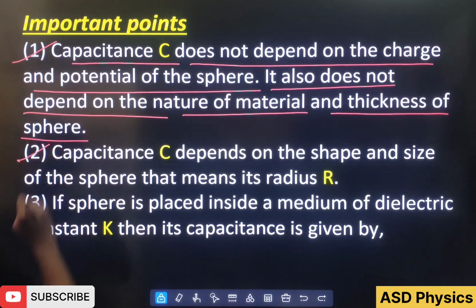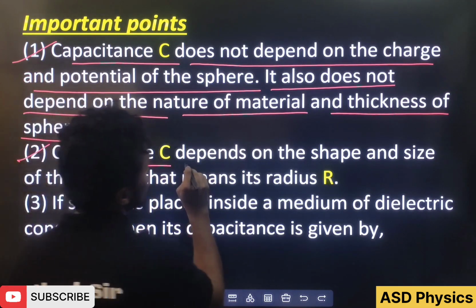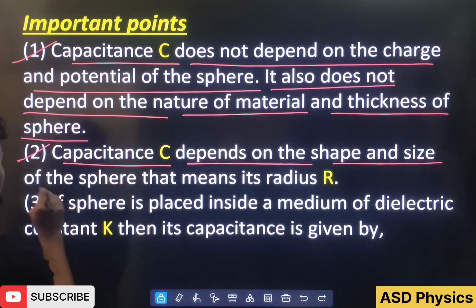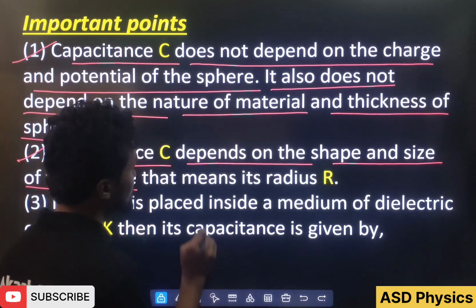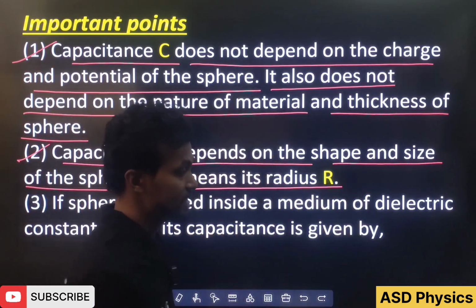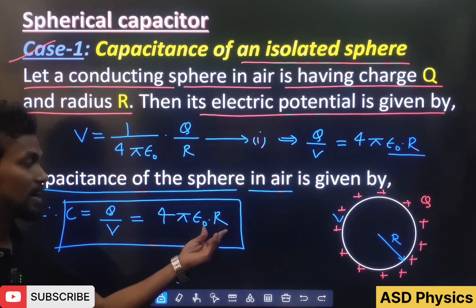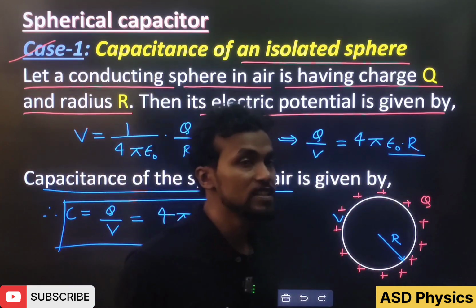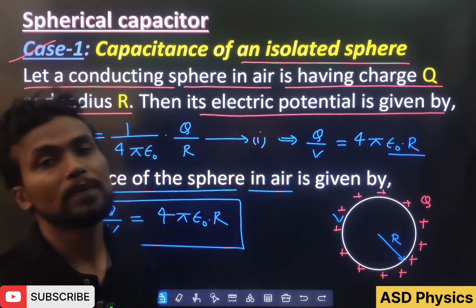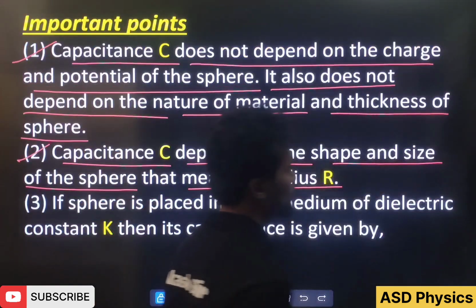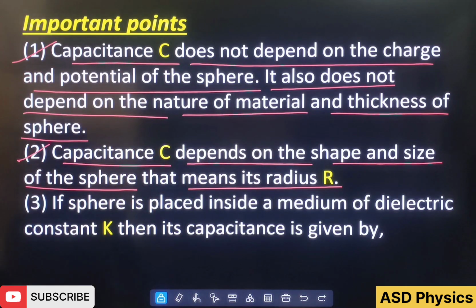Second one: capacitance C depends on the shape and size of the sphere, that means its radius. You can see that in the capacitance term, capital R is coming. And if this sphere is placed in some medium, then it will depend upon the medium also, which we will see next. So it depends upon the radius, that means the shape and size of the sphere.